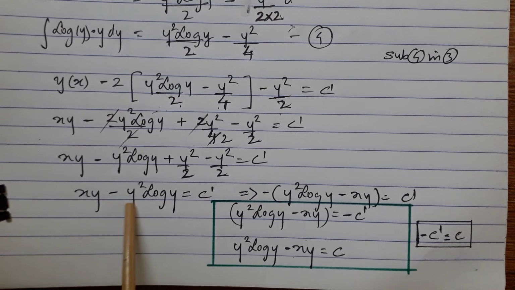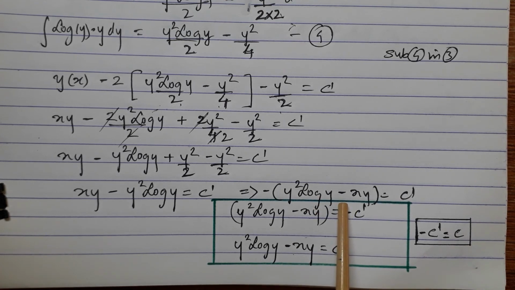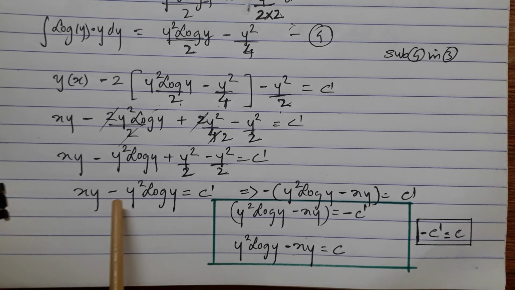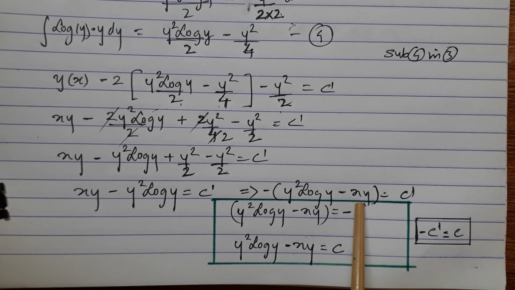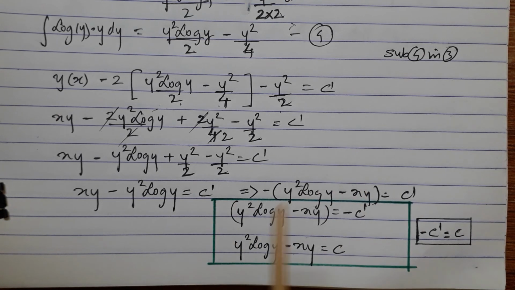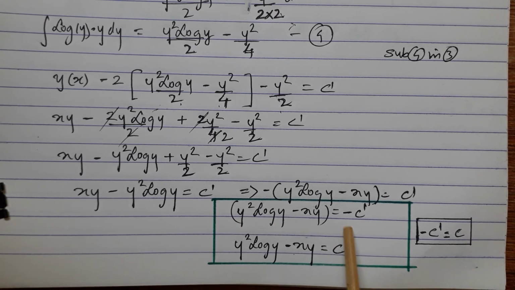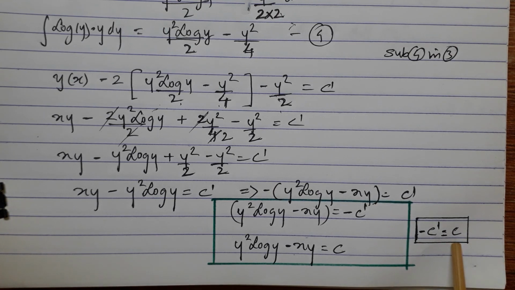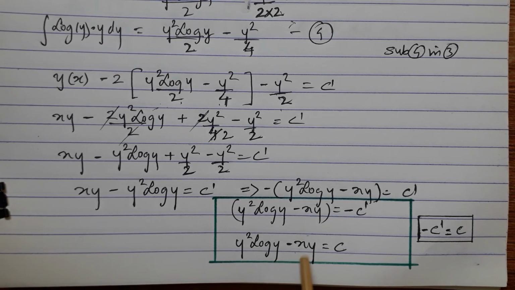Now we can take the negative sign outside, minus y square log y minus xy. So we have reversed this to y square log y minus xy by writing the negative sign outside, and that is equal to c dash. Multiplying both sides by minus 1, we get y square log y minus xy is equal to minus c dash. Now minus c dash can be written as another constant c. So this would be y square log y minus xy is equal to c, which is the required solution for the given differential equation.